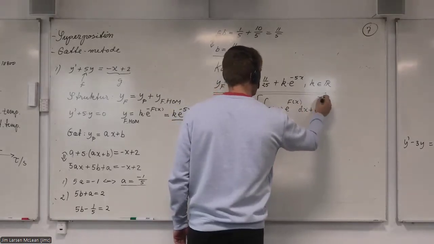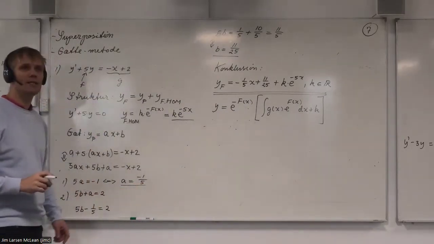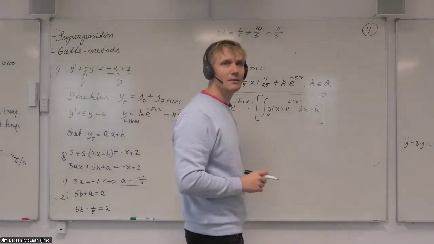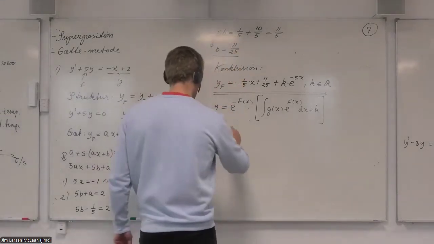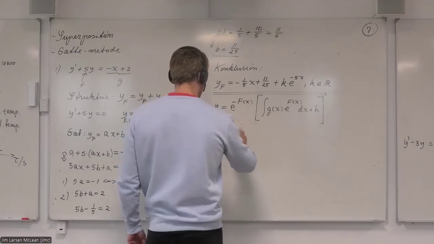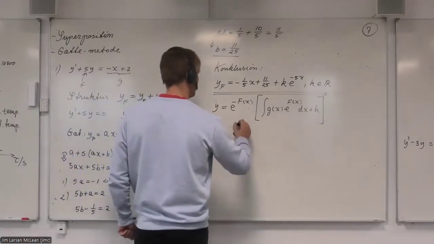And in principle, it should work for all of them. As long as they have a structure that is first order linear, then one should be able to use the integrating factor method. It might not always be possible to calculate the integrals, but here I believe we can. So what does it give? E to a negative antiderivative of 5. That is minus 5x.